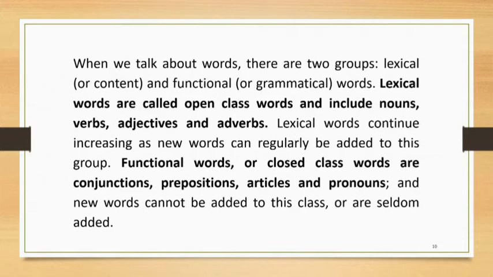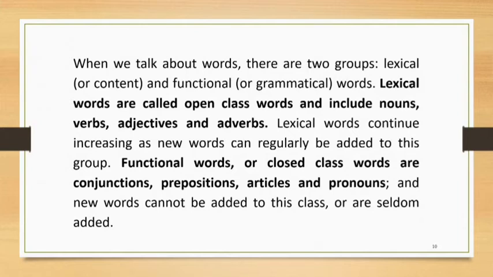Now, there are different ways of adding new words to a language. For example, they can be added through borrowing, they can be added through clipping, compounding. There are different ways of forming words. You've read it in morphology: clipping, compounding, borrowing, conversion, different kinds of formation of words. So they can be regularly added to this group.